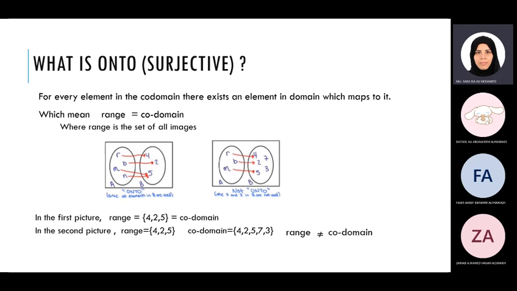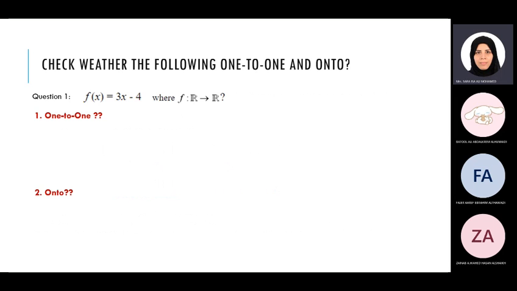Okay, so now we want to test if we understand very well the definition of one-to-one and onto. The given function, no need to check that it is a function, is f(x) equal to 3x minus 4, and this function is from R to R. So our domain is the real numbers and our codomain is also the real numbers.